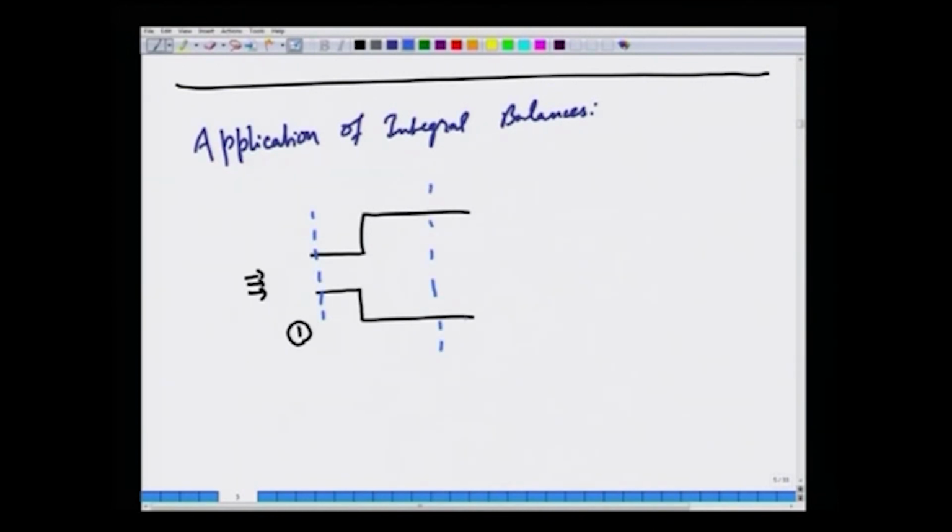Whenever you have an expansion, there are losses, because not all the energy that you put in by virtue of, let us say, pressure drop goes into pushing the fluid in the flow direction. There are recirculating zones which are there because of the sudden expansion, which cause additional losses. Such losses are called expansion losses.